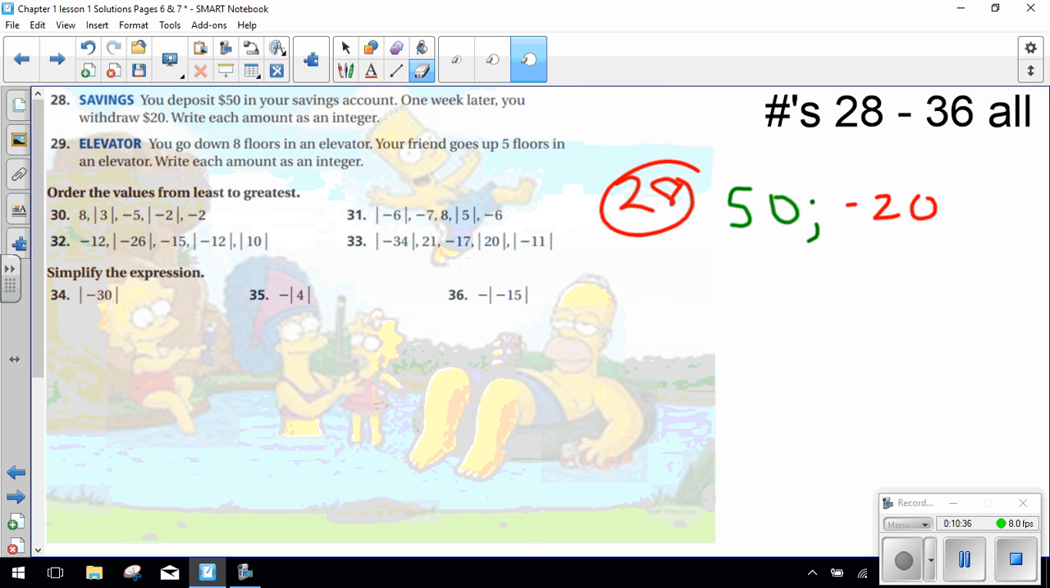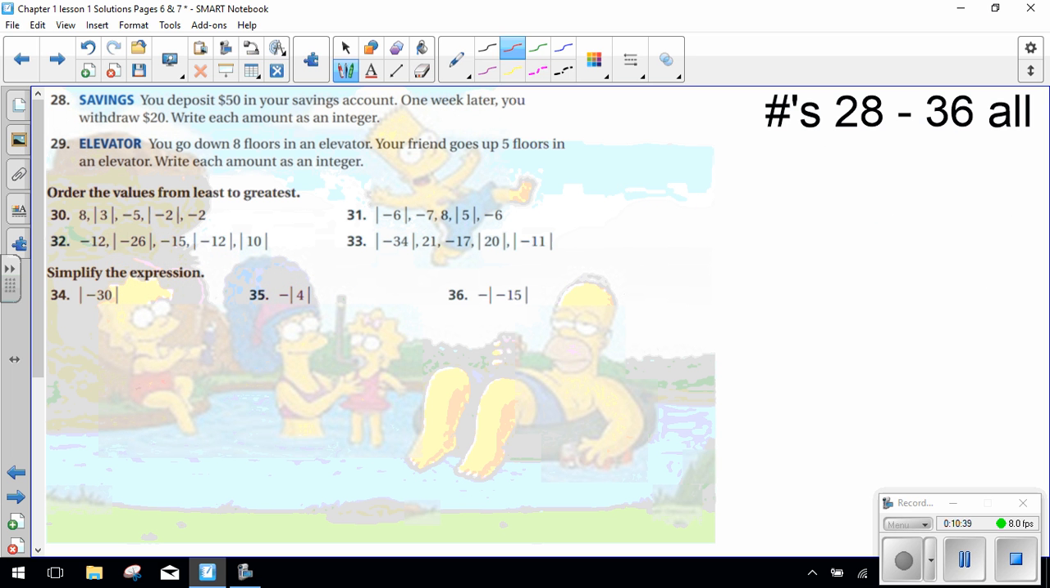I'm going to erase 28. And here is 29. An elevator. Well, you're in an elevator. You go down 8 floors in an elevator. Your friend goes up 5 floors in an elevator. Write each amount as an integer. So if you're in an elevator and you're going down, that's a negative. So you're at negative 8. Your friend goes up 5 floors. So your friend's going in a positive direction. So that's just 5, positive 5. Okay.